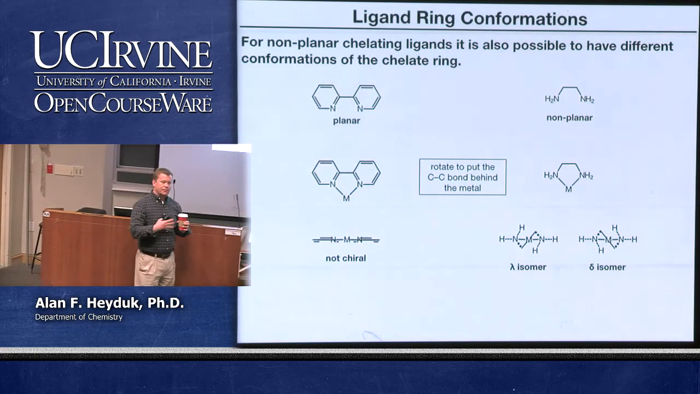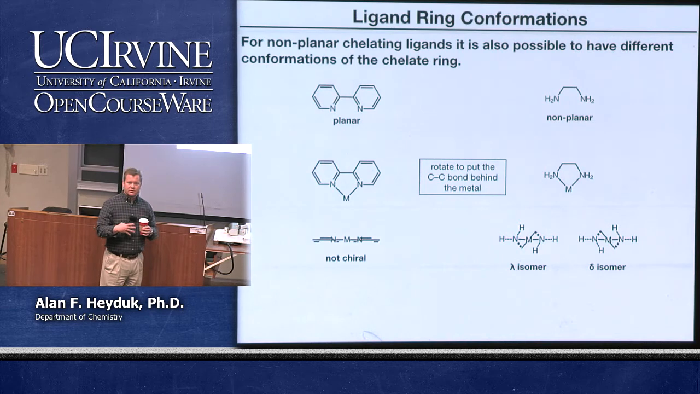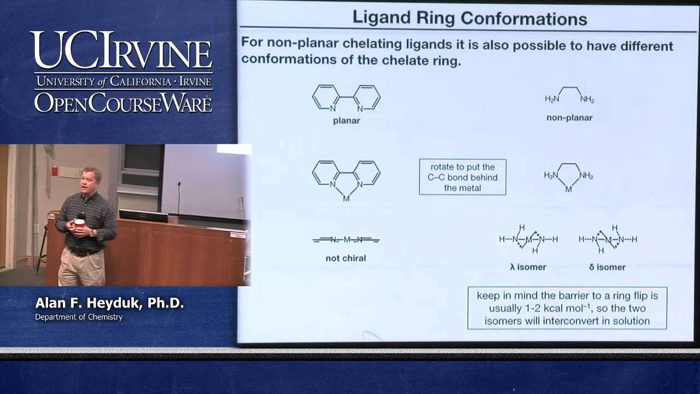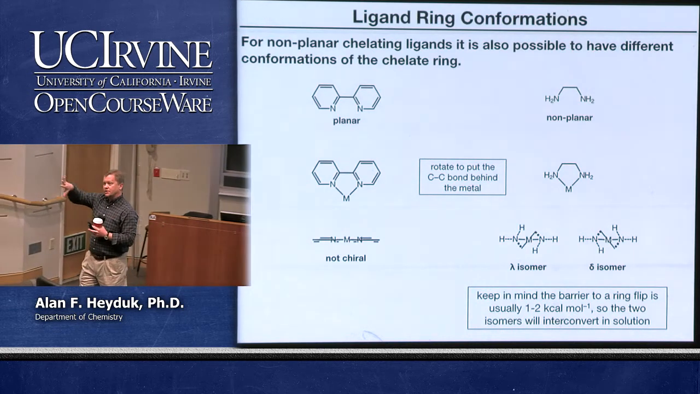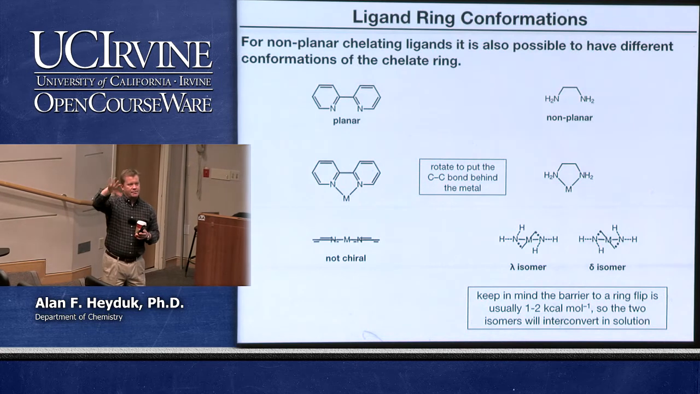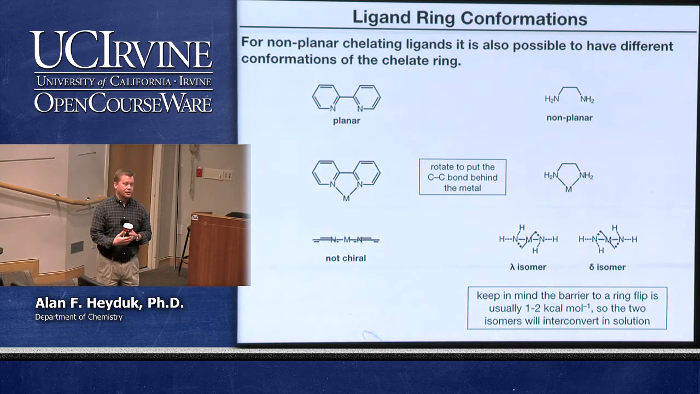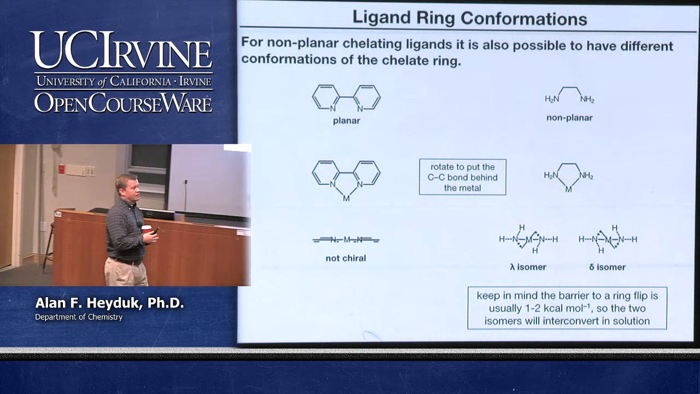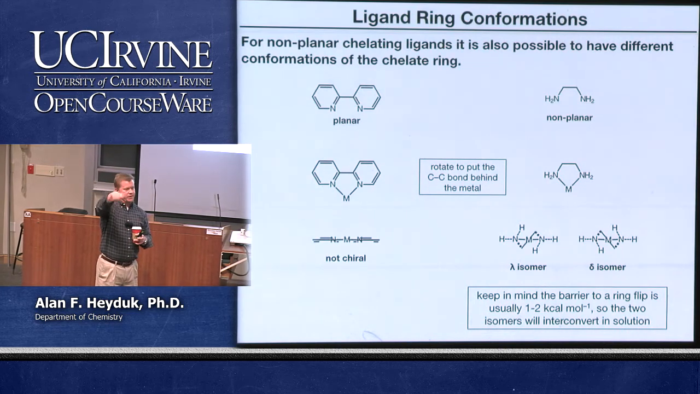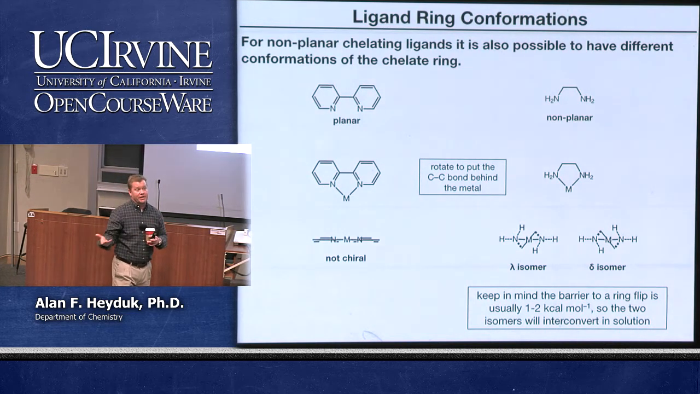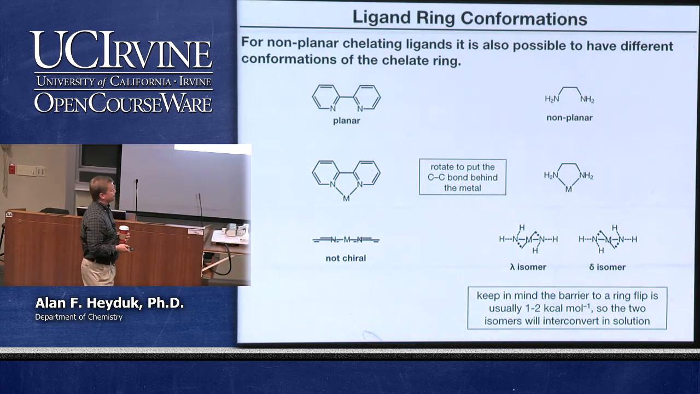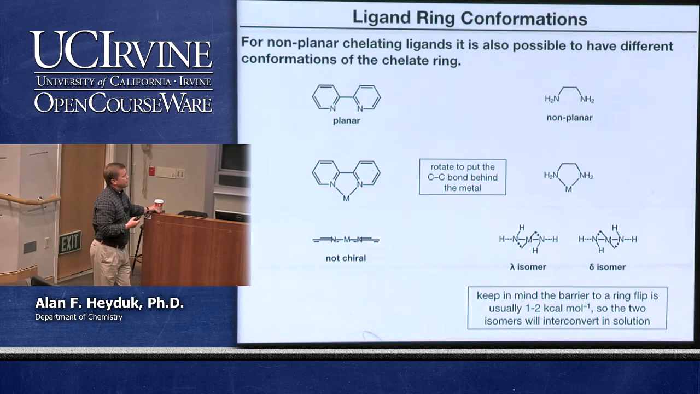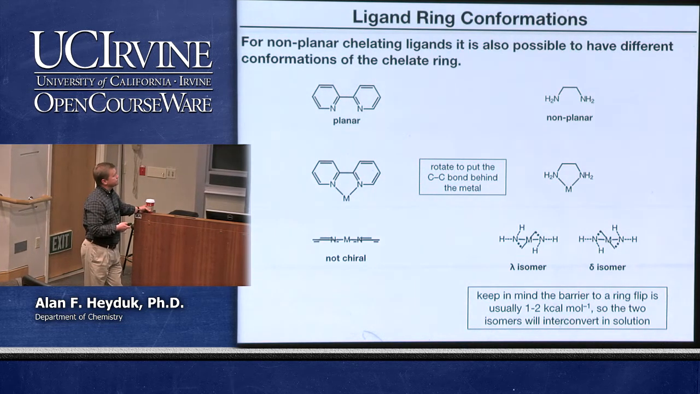Now, the number of cases where this is important is small. Why? Because the barrier to a ring flip, to this ethylene linker flopping back and forth, is only 1 to 2 kcal under most conditions. So basically what happens is at room temperature, the linker is flipping back and forth between the delta and lambda isomer. However, in the solid state, you can sometimes see the difference of the isomers.